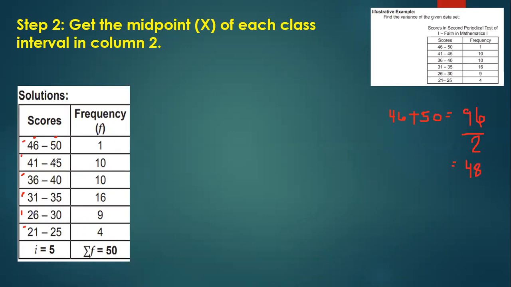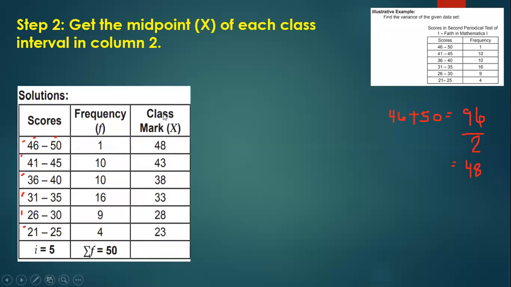Then do the second one, the third one, the fourth one, fifth one, and the sixth one. So you need to add another column, class mark or midpoint. Okay? So 46 plus 50 divided by 2 becomes 48. 41 plus 45 divided by 2 becomes 43. 36 plus 40 divided by 2 becomes 38. 31 plus 35 divided by 2, we will get 33. 26 plus 30 divided by 2, you will get 28. 21 plus 25 divided by 2, you will get 23. Did you get it?